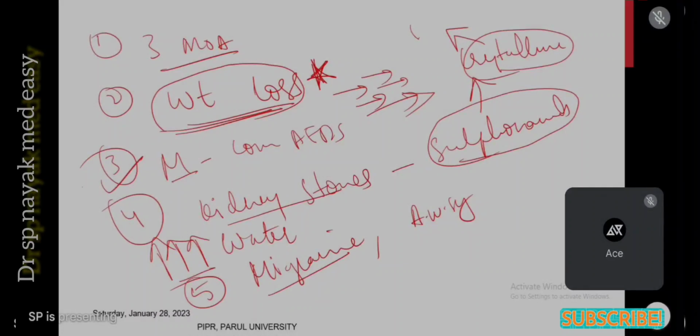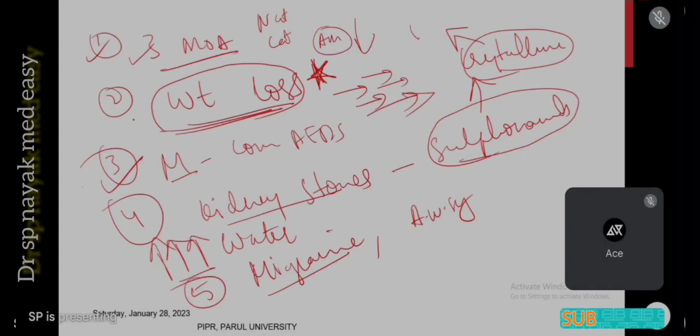So let me repeat the points about topiramate. Topiramate has three mechanisms. One, it stops the sodium channel; two, it stops the calcium channel; and three, it binds on the AMPA receptor, sits on the AMPA receptor and stops the actions of glutamate. That is about the mechanism of action.